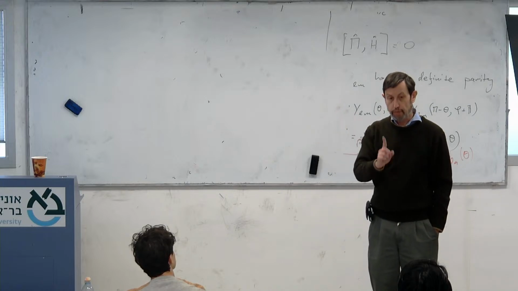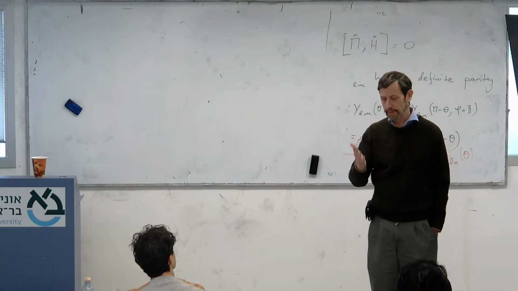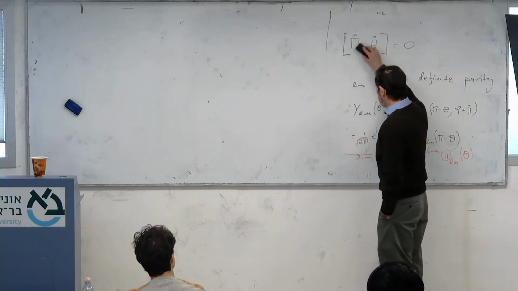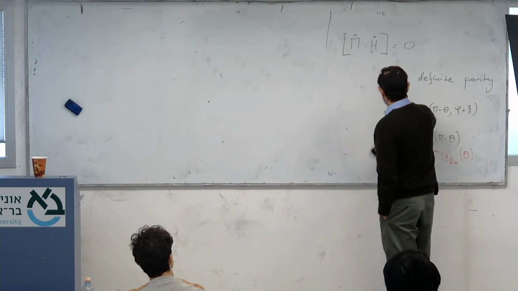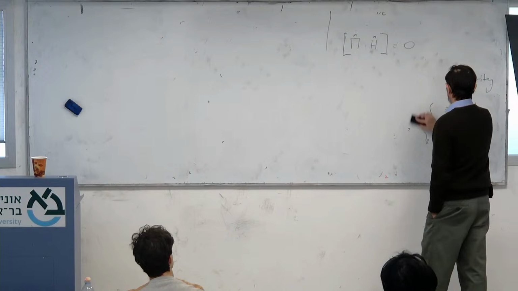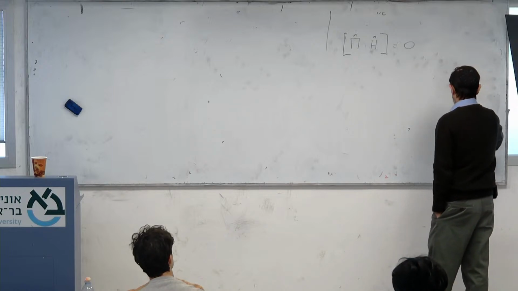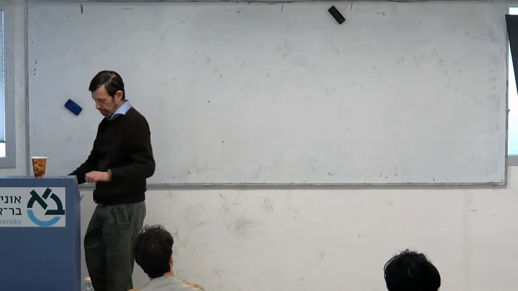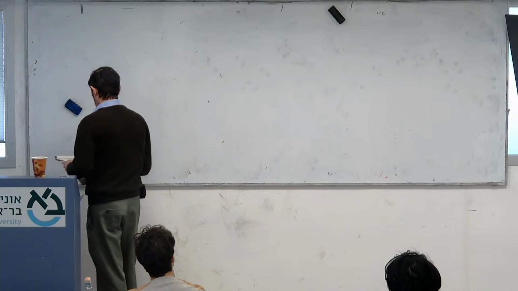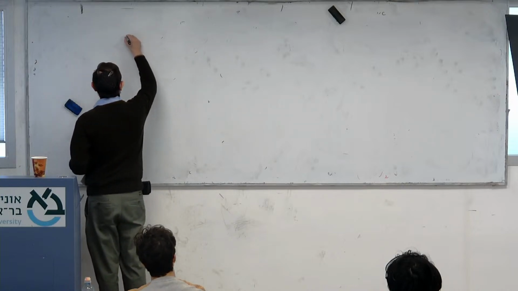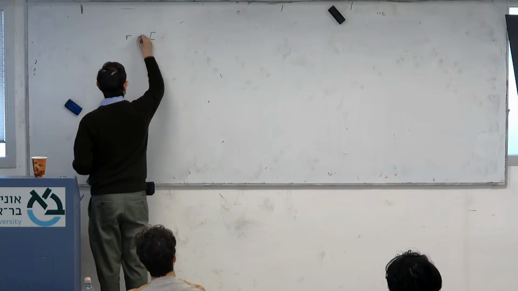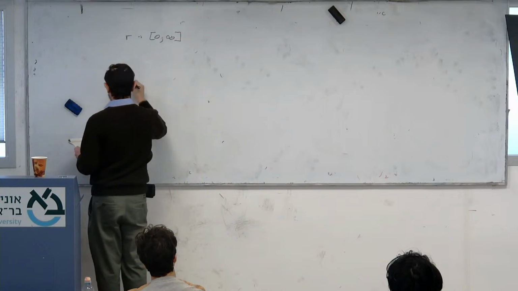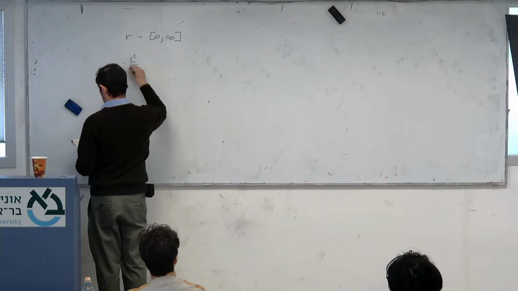Goes to infinity, but from 0, not to minus. Exactly. Just because R is defined between 0 and infinity. So R is defined between 0 and infinity. And we wrote down the Schrödinger equation.